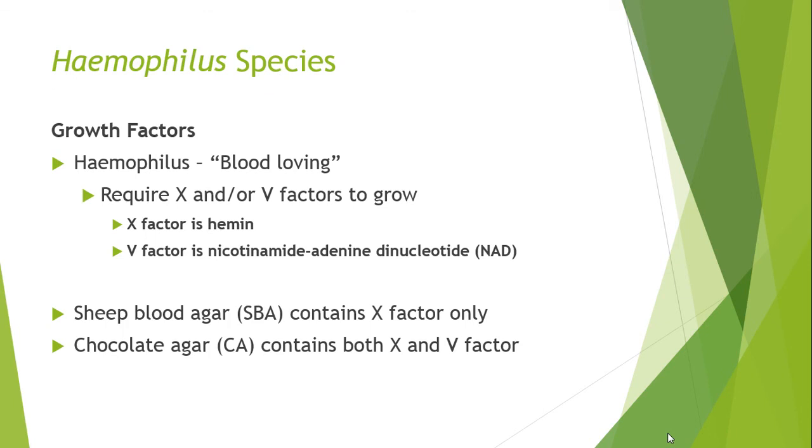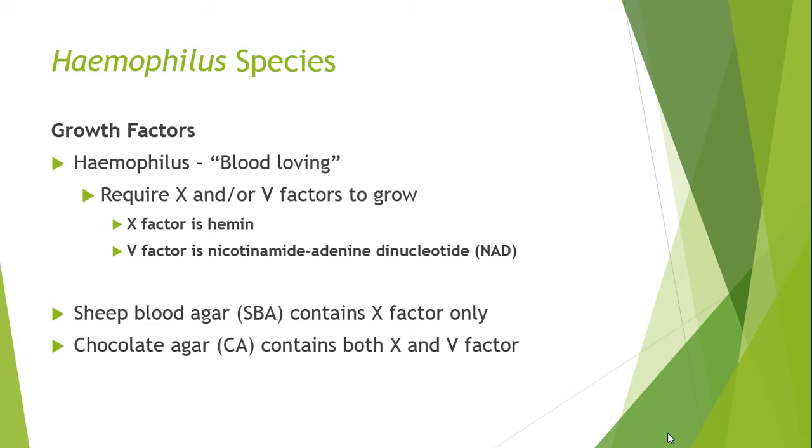So first thing we need to talk about before we talk about Haemophilus influenzae is growth factors. This helps us determine which Haemophilus it is, based on which growth factor it needs in order to grow. So Haemophilus, the word means blood-loving. It loves blood, and X and V factors are components of blood. X is the hemin, and your V factor is nicotinamide adenine dinucleotide, or NAD. So it needs this X and V factor.